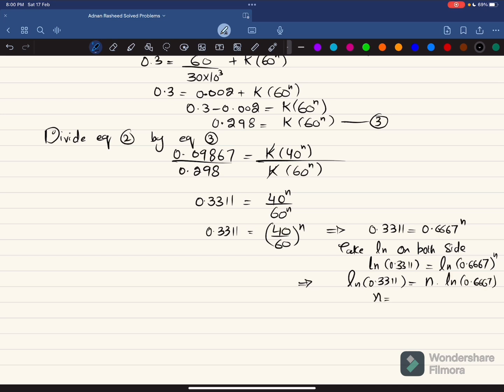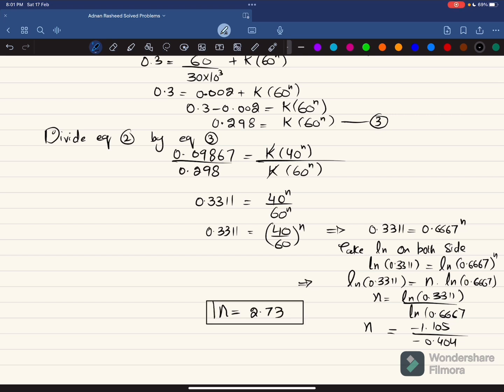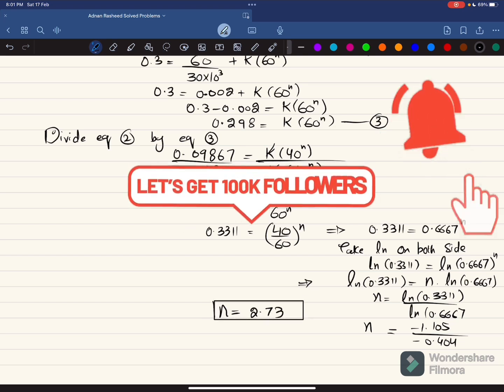And we are interested to find N. So N will be equal to ln(0.3311) divided by ln(0.6667). So N will be equal to minus 1.105 divided by minus 0.404. So you will get N equal to 2.73. So this is the equation: N is equal to 2.73.